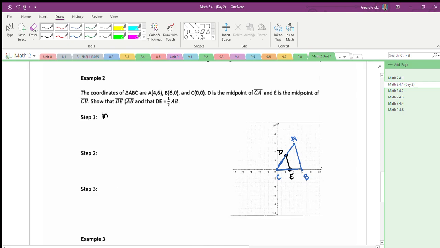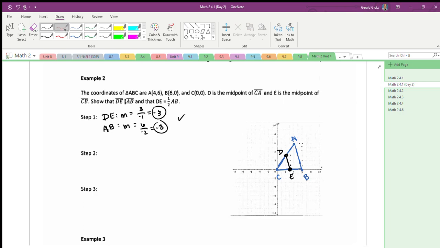So DE has a slope of, I go up 1, 2, 3, left 1. So up 3, left 1, so negative 3. And then AB has a slope of, 1, 2, 3, 4, 5, 6, this one, 1, 2. So I go up 6, left 2. So that would be negative 3 as well. So they have the same slope. So we're good there.